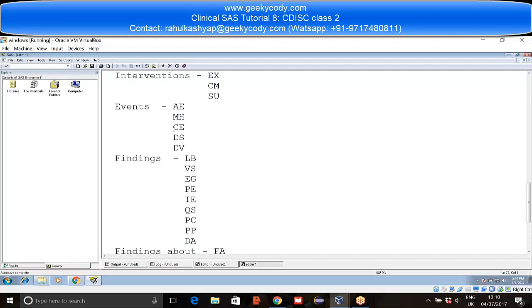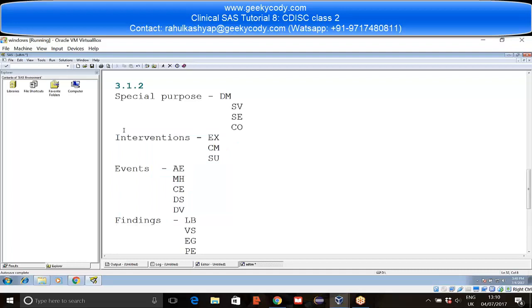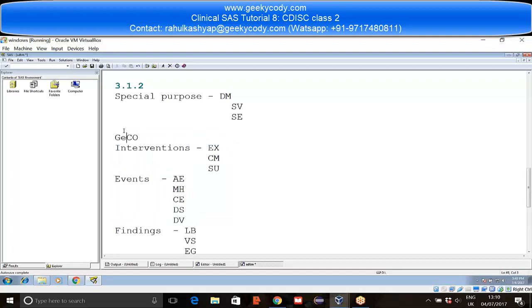And here, interventions, events and findings. These three together we'll call them the general observation class. These three come under the general observation class. Clear?